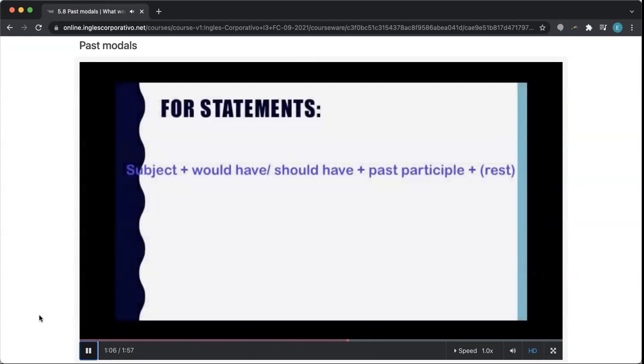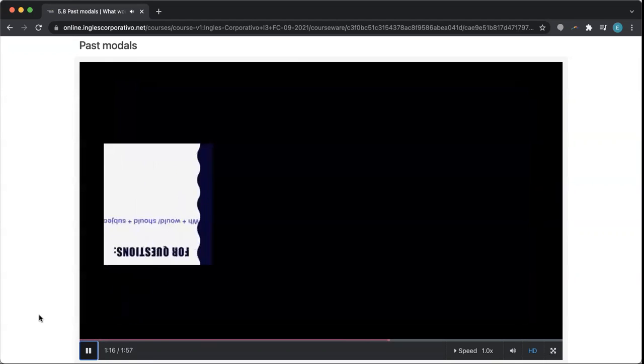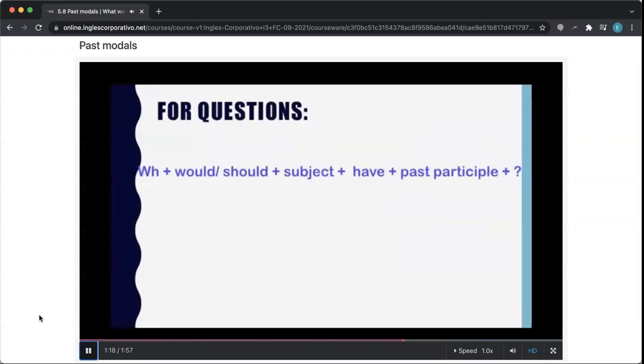Remember, for statements, we must use subject plus would have or should have plus past participle plus the rest of the sentence. For questions, we add WH question word plus would or should plus subject plus have plus past participle and the question mark.